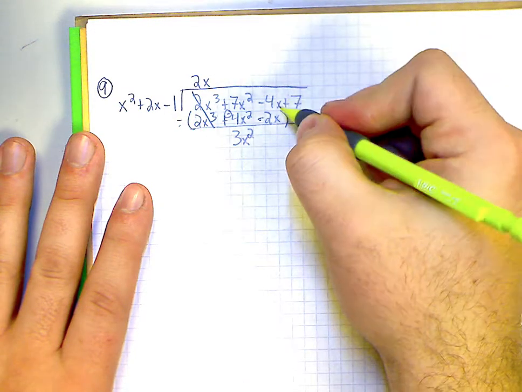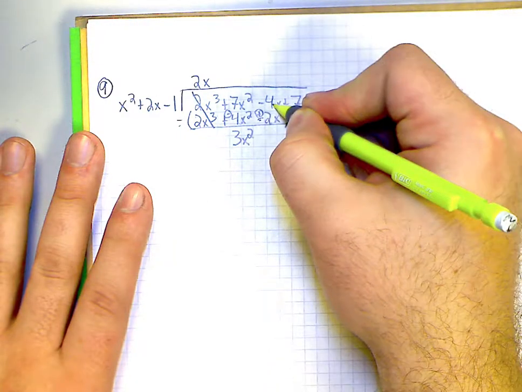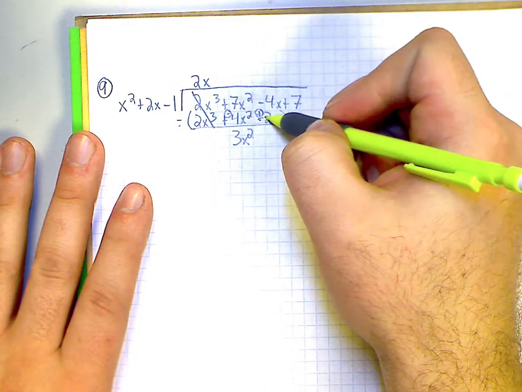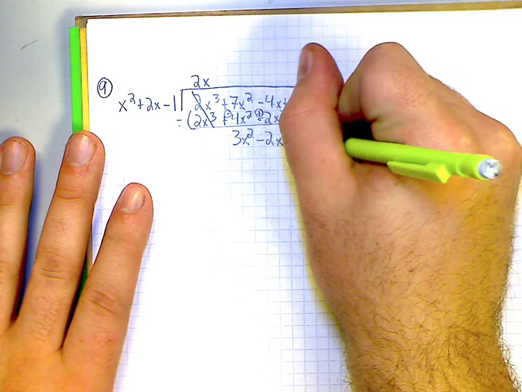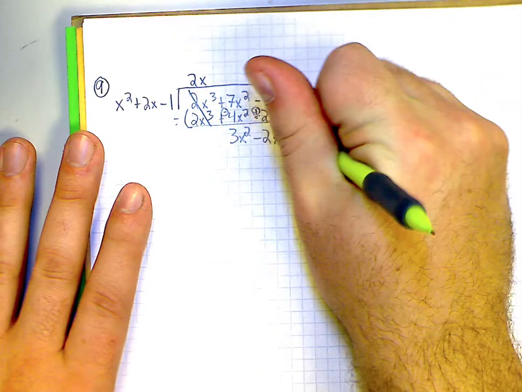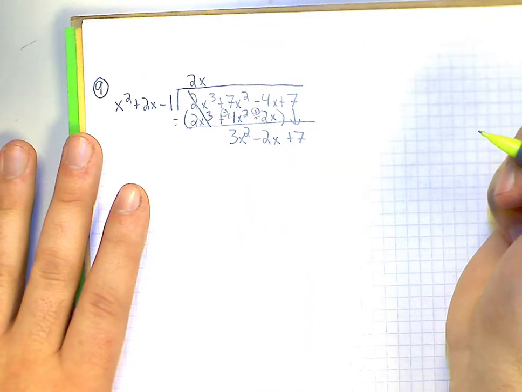Then if I go to the next one, I have negative 4 minus a negative 2, which is really like adding 2, which gives me negative 2x. And then I'm still bringing down the 7. Okay, now we're ready to go again.